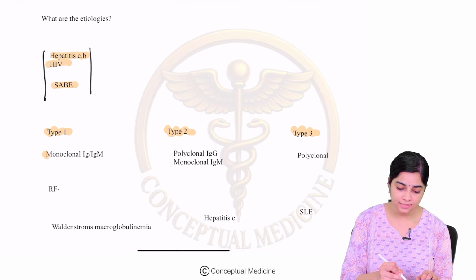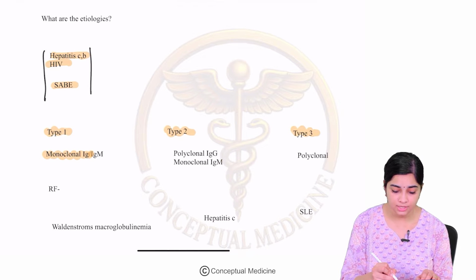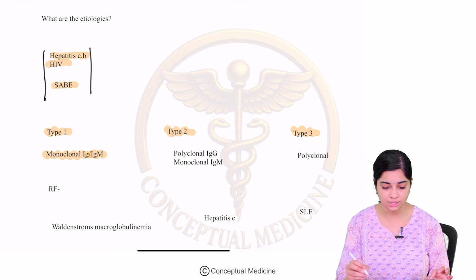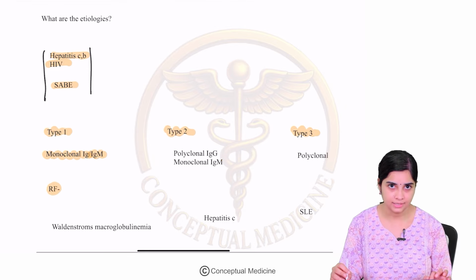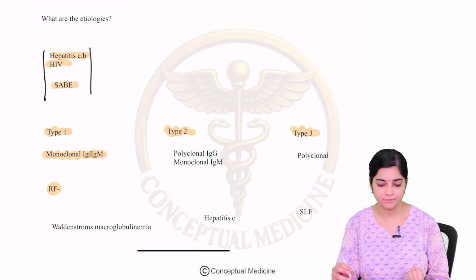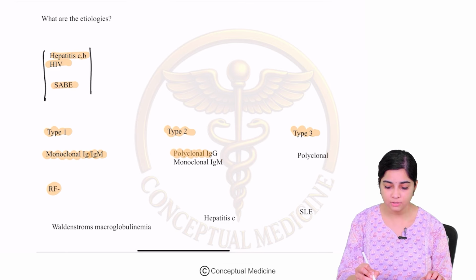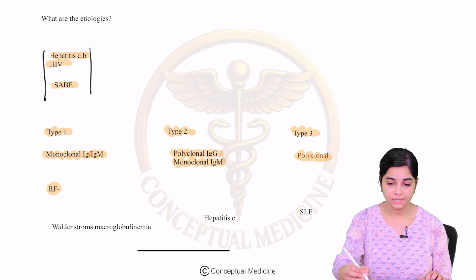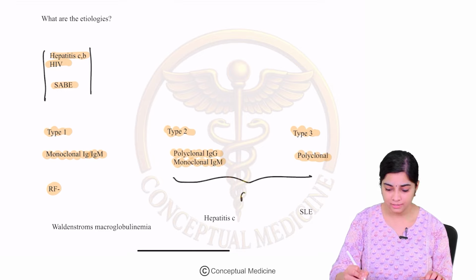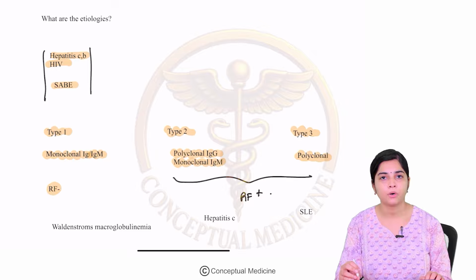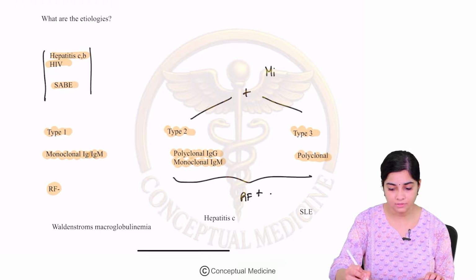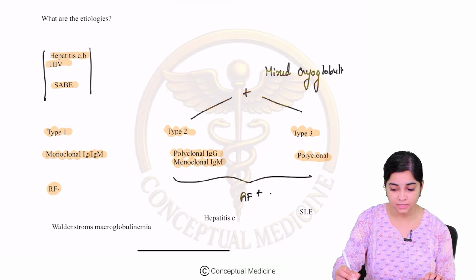So, type 1 comprises monoclonal IgG or IgM as the immune complexes that are formed. It's monoclonal IgG or IgM and it is usually rheumatoid factor negative. Type 2 comprises polyclonal IgG and monoclonal IgM, and type 3 is polyclonal in nature. Type 2 and 3 are RF positive, rheumatoid factor positive, and if type 2 and 3 are both present, it is called mixed cryoglobulinemia.